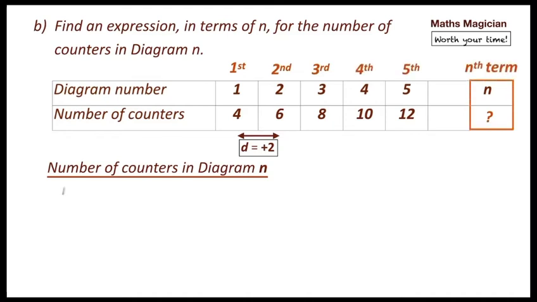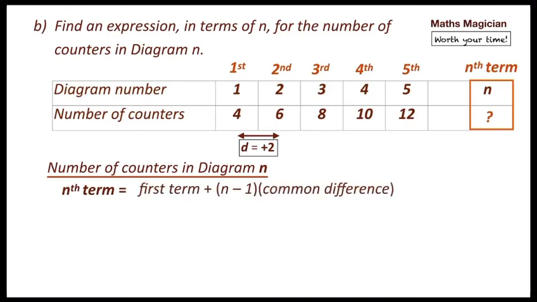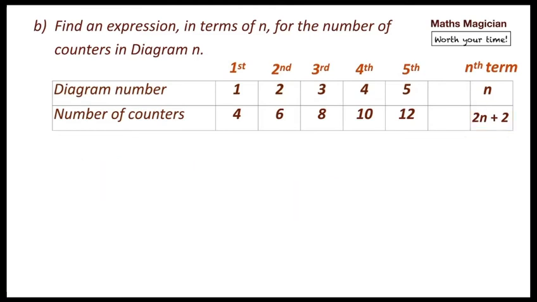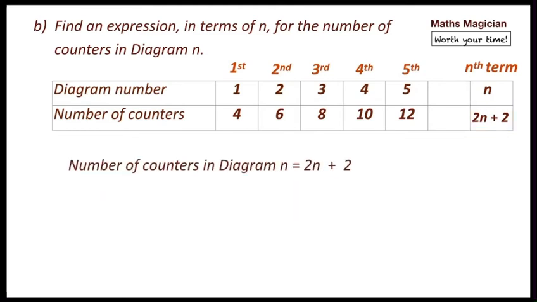Now, the formula for the nth term is: nth term is equal to first term plus (n minus 1) times the common difference d. Now, the first term is 4, plus (n minus 1) times the common difference, which is 2. And hence, simplifying, it is equal to 2n plus 2. And thus, we write the number of counters in diagram n equal to 2n plus 2.